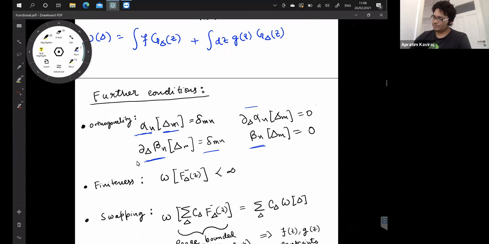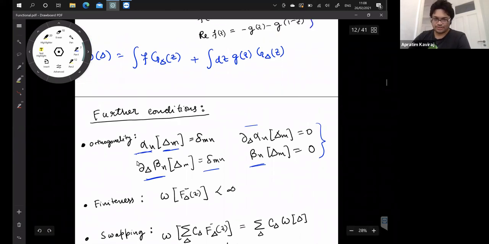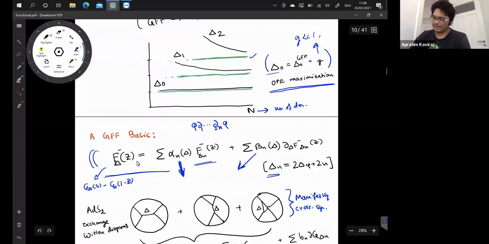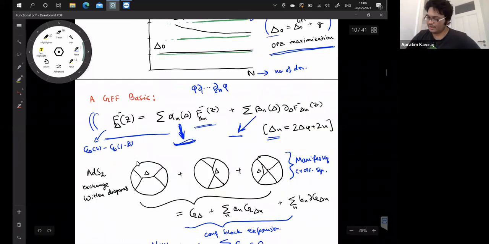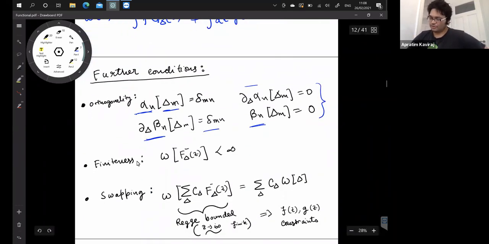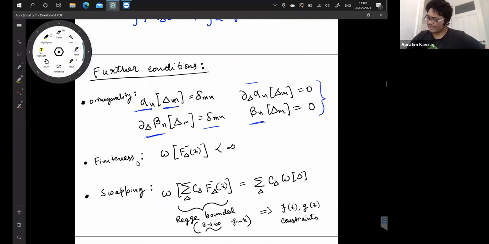So if you look at these relations properly, you can immediately see that if these are true, then they will automatically give these coefficients. These alphas and betas will just pick out these coefficients for the double trace operators. So this is what the orthogonality conditions mean. There are some further conditions: their action on the block should be finite. This is obvious because their action should be finite.